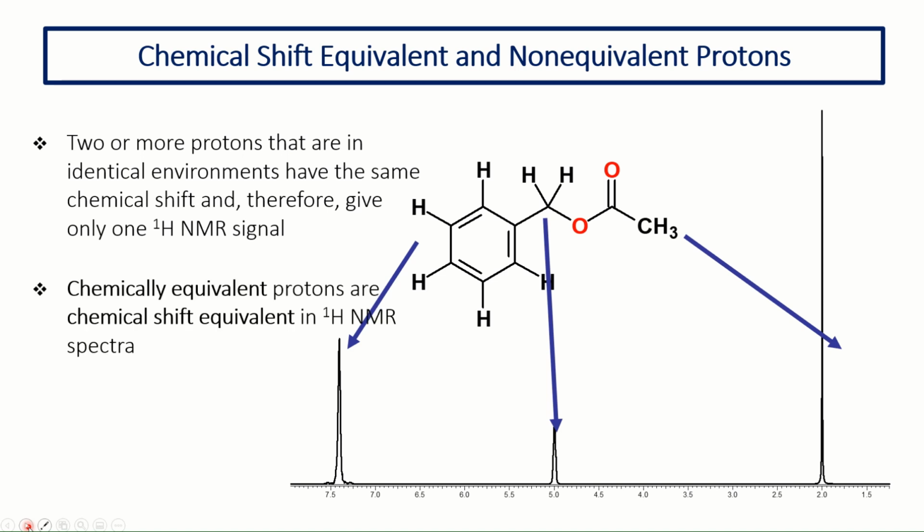These protons are said to be chemically equivalent. These ones are fairly chemically equivalent with the power of the magnet. These two here are chemically equivalent, and these three here are chemically equivalent. That's why they appear as single peaks in those regions.